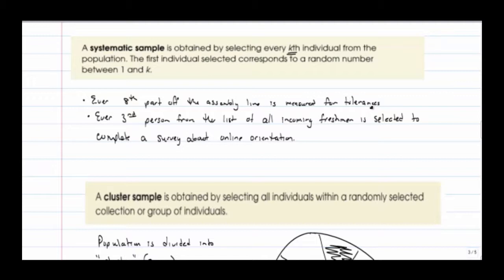Okay? Every third person from a list of all incoming freshmen is selected to complete a survey about online orientation. So I'll randomly select a number between 1 and 3, and then I will start at that number, and then after that number, every third person will be selected to complete that survey. Okay, so this is a big key here when you're looking for systematic sampling.